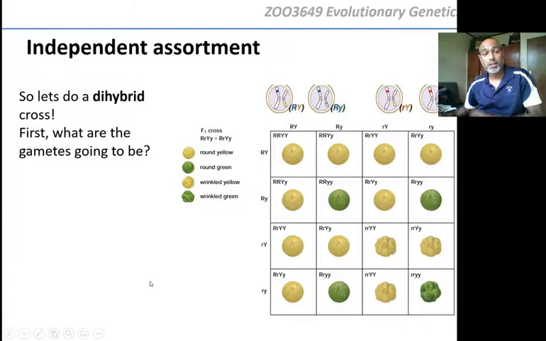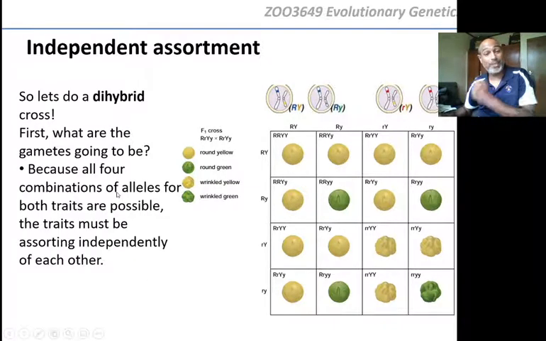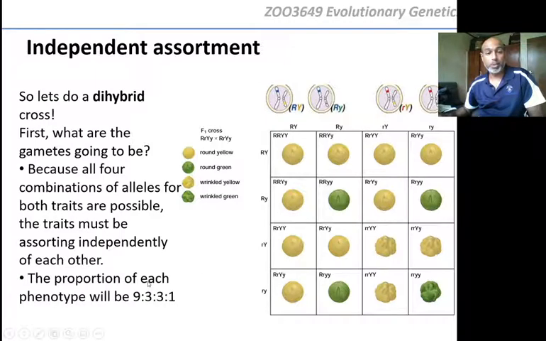Okay, so you figured out what the gametes are going to be. You've then worked out the combinations. And what's the proportion? The proportion of each phenotype. How many phenotypes do you have here? You can see the phenotypes with your eyes. You've got round and yellow. So basically this was the phenotype of the F1 generation. All of them were like this.